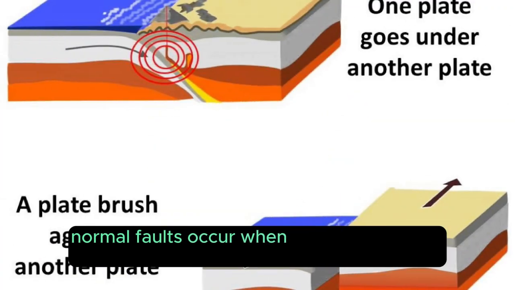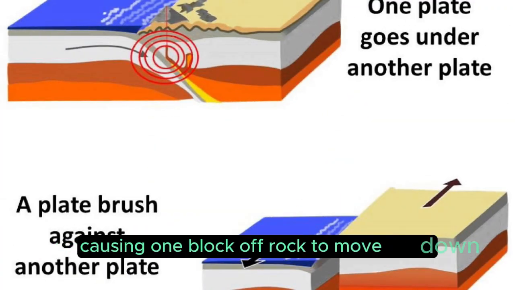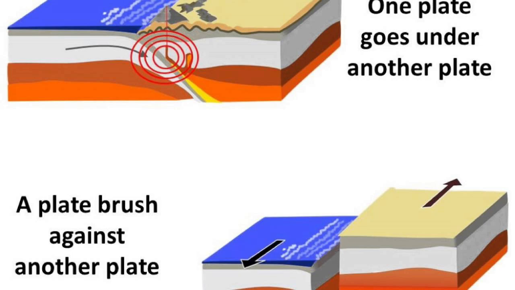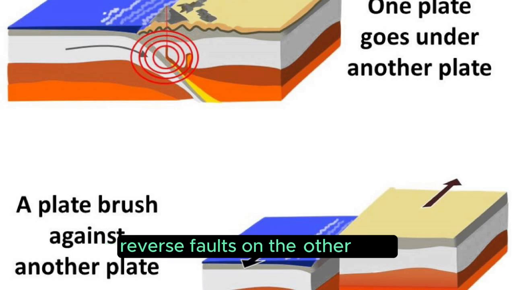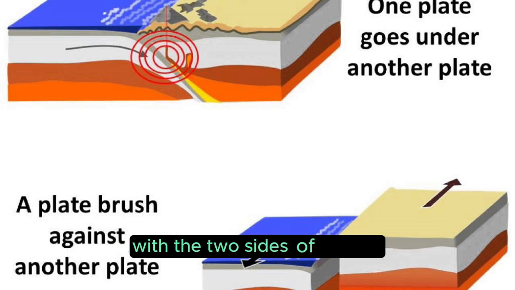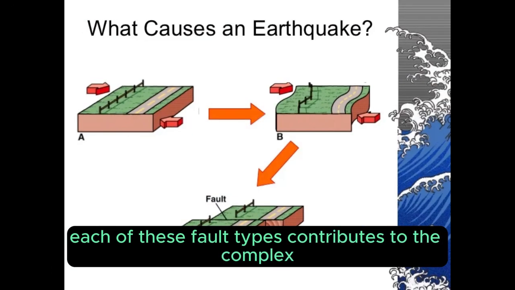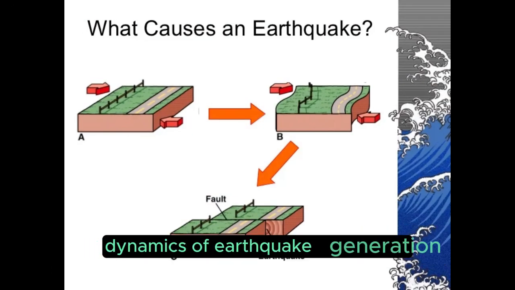Normal faults occur when the crust is being stretched, causing one block of rock to move down relative to another. Reverse faults, on the other hand, occur under compressional stress, where one block is pushed up over another. Strike-slip faults feature horizontal movement, with the two sides of the fault sliding past each other. Each of these fault types contributes to the complex dynamics of earthquake generation.